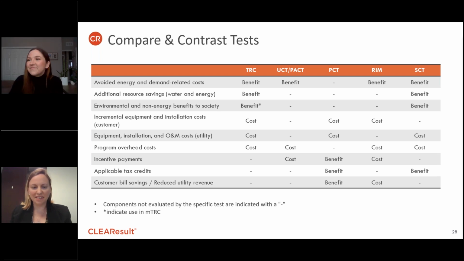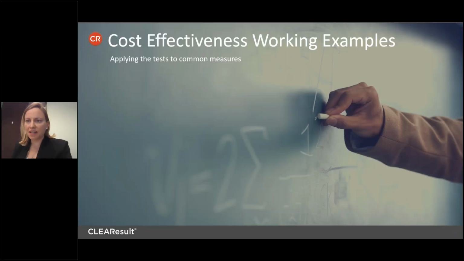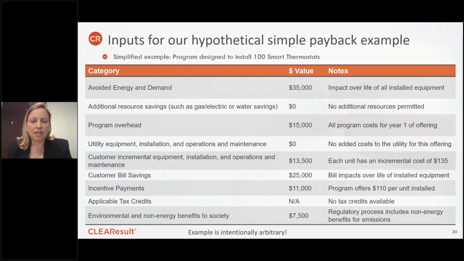Great, thanks, Katie. So now we tried to come up with a good hypothetical, by hypothetical I mean a completely made up program, and run it through some of these tests and apply some numbers to it, and see how we would calculate it, what if we change some of those numbers. So for our example today, here is the setup for it. We're going to design a really simple program where we're going to try to install 100 smart thermostats.